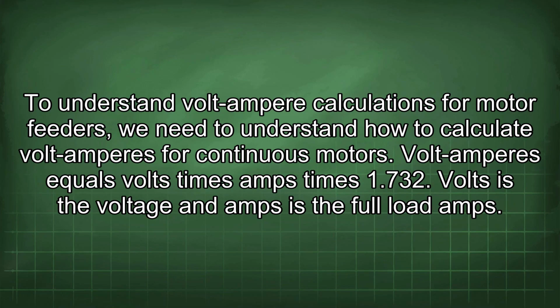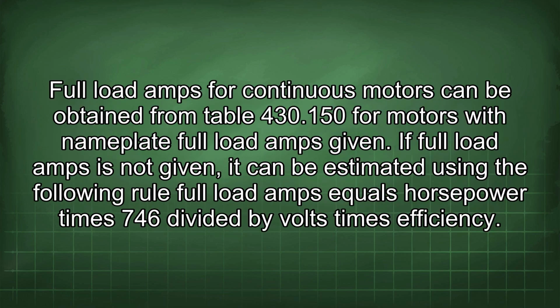To understand volt-ampere calculations for motor feeders, we need to understand how to calculate volt-amperes for continuous motors. Volt-amperes equals volts times amps times 1.732. Volts is the voltage and amps is the full load amps. Full load amps for continuous motors can be obtained from table 430.150 for motors with nameplate full load amps given.